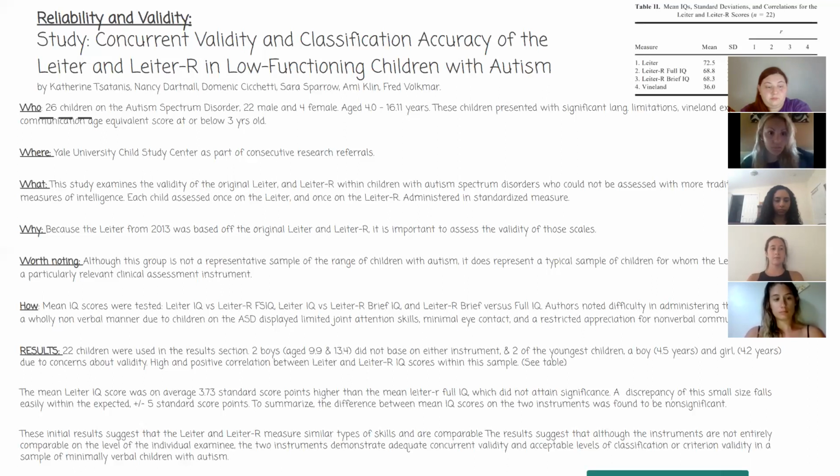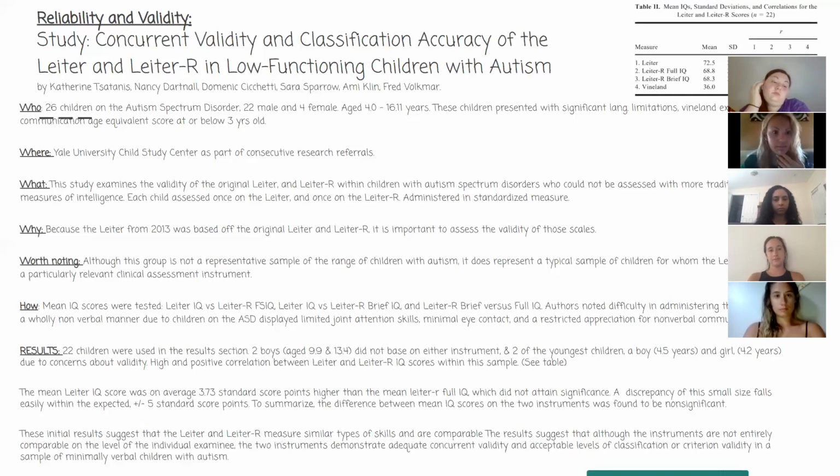And each child was assessed once in the Leiter and once in the Leiter-R. So this was, again, because the Leiter-3 was based off the original, and it's important to assess the validity of those scales. It's also worth noting that this group is only a sample of the range of kids with autism who could be using the Leiter. It doesn't represent every kid, and it was only a very small study.